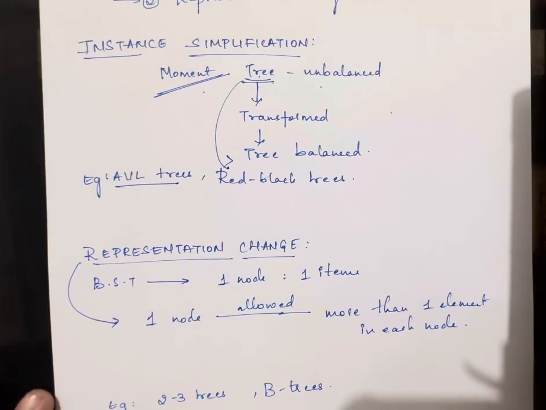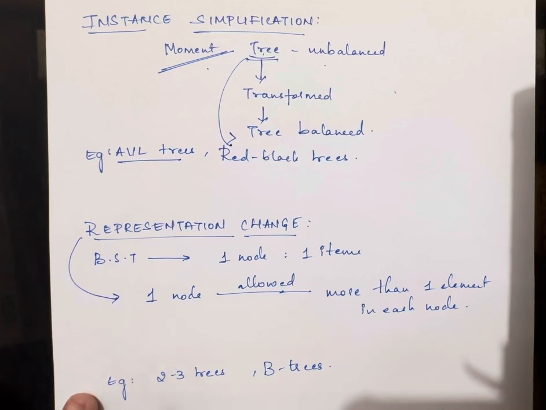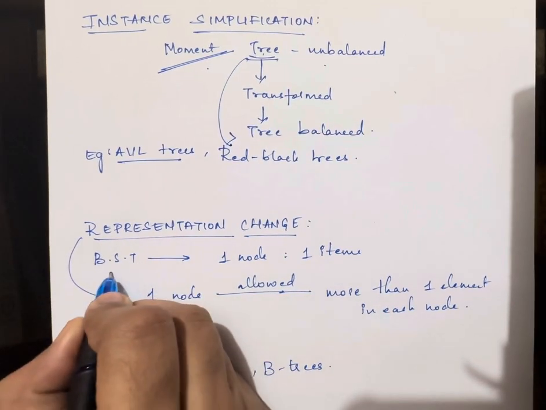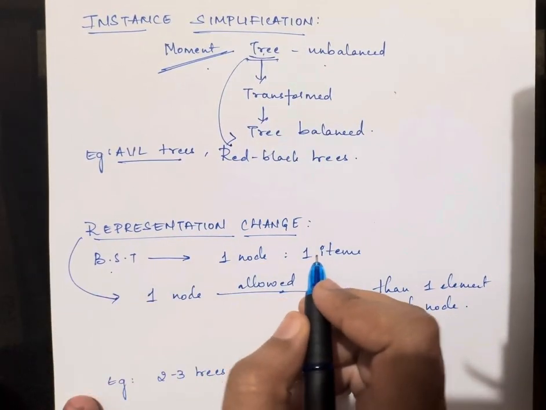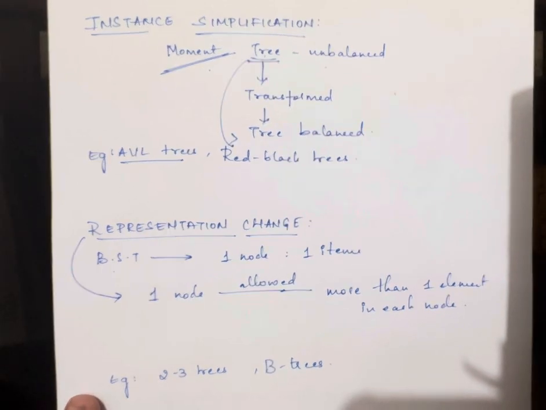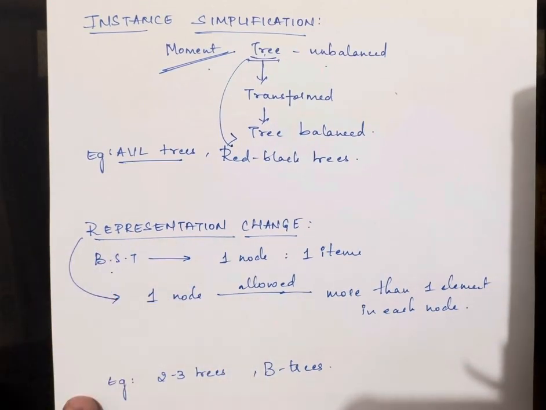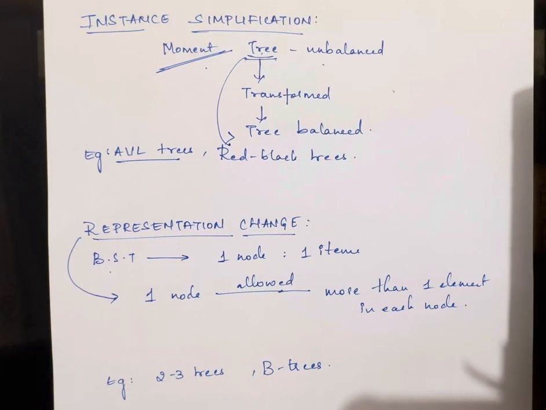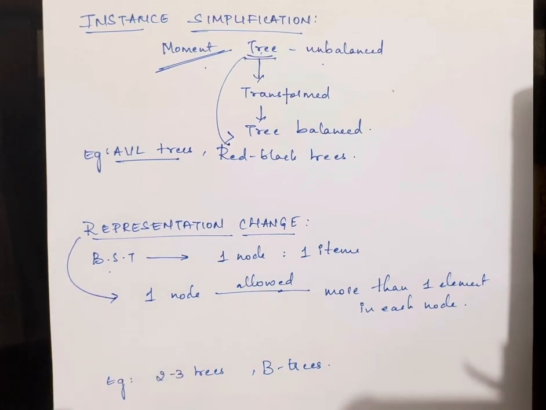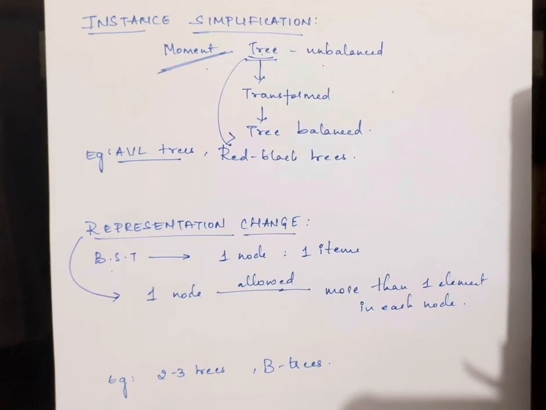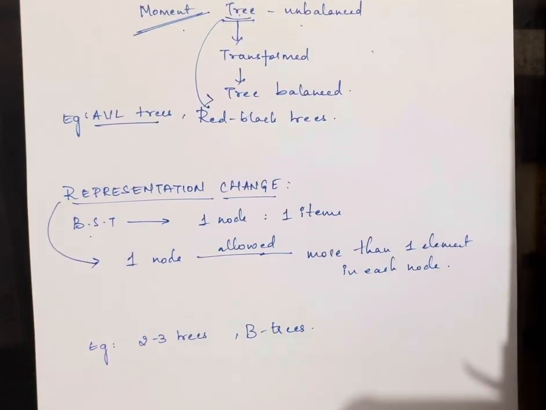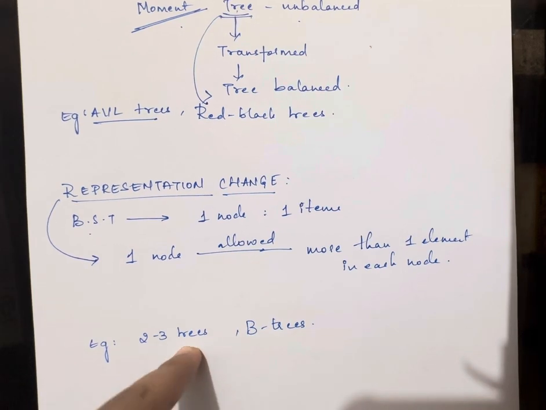Next, the second method is representation change. We've seen that usually a binary search tree has different nodes, and in each node there's only one item. But to balance a particular binary search tree, we're using a technique in which one node can have more than one value, and by this we can balance a particular binary search tree. An example for representation change is 2-3 trees and B trees.